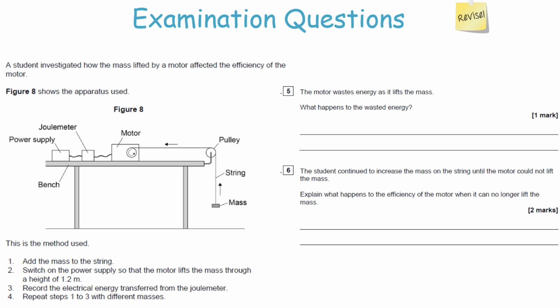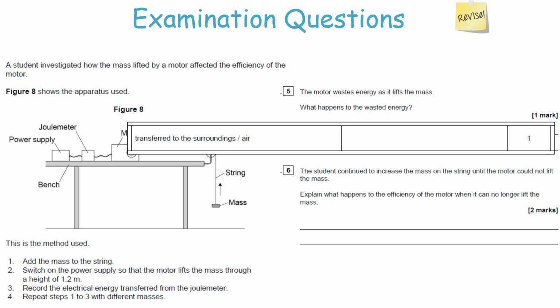Right, so firstly, you've always got to be aware of where dissipated or waste energy goes when you're carrying out an energy transfer. Now, in most situations, the safest bet to say is that energy is transferred or dissipated to the internal energy of the surroundings. Now, the second question asks what happens to the efficiency of the motor when it can no longer lift the mass. Well, efficiency is useful energy out over the total energy in.